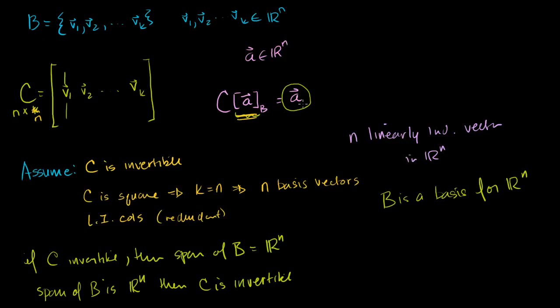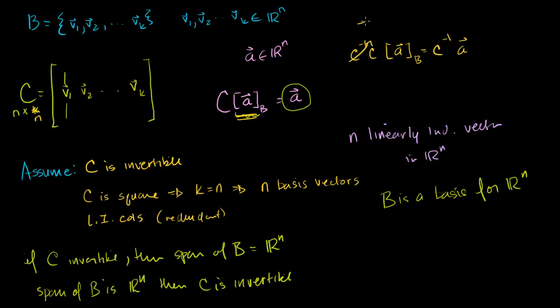then one, we know that any vector here is in the span of our basis. So any vector here can be represented as a linear combination of these guys. So any vector can be represented with coordinates with respect to our basis. And so we can multiply both sides of the equation by C inverse. And what do you get? C inverse C times the coordinates of a with respect to B is equal to C inverse times a.